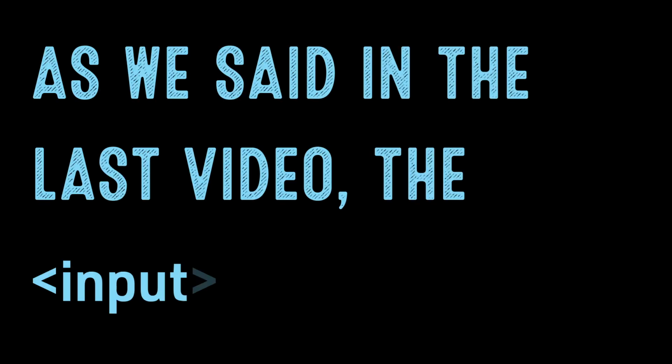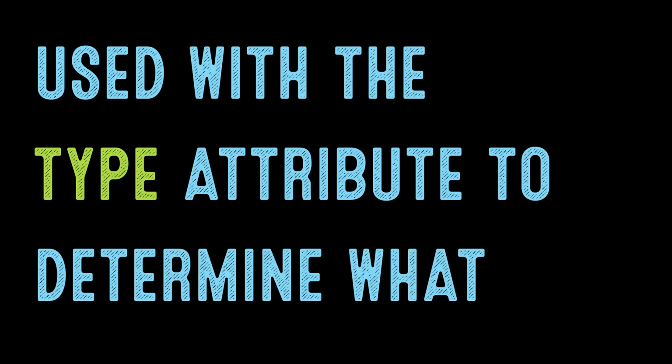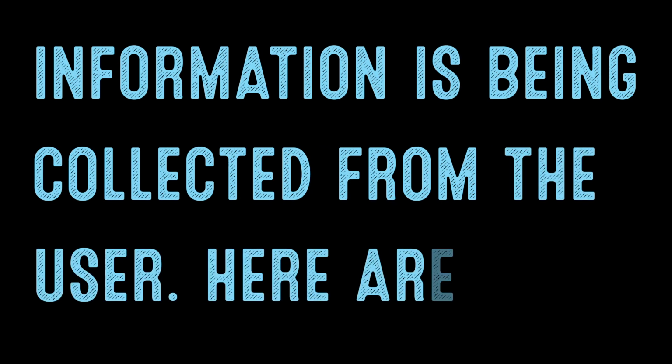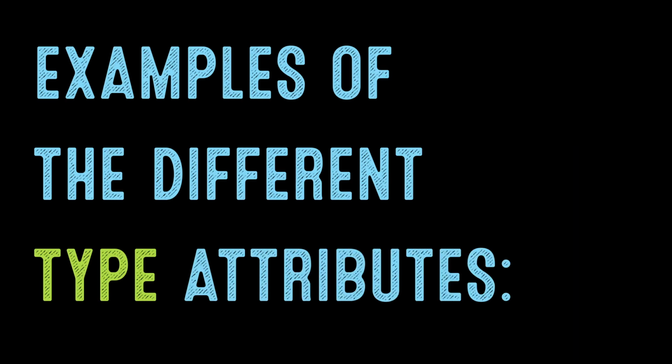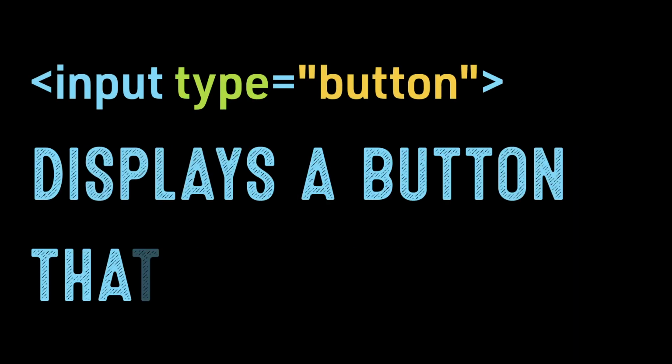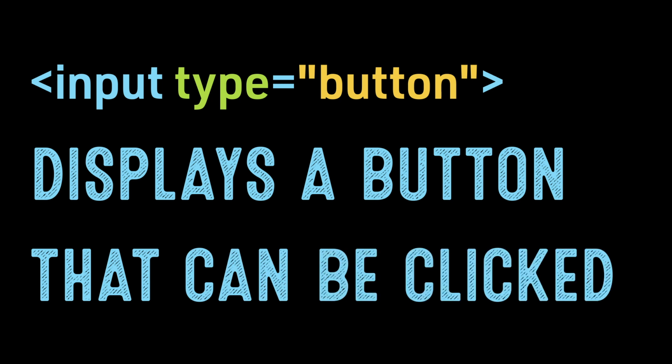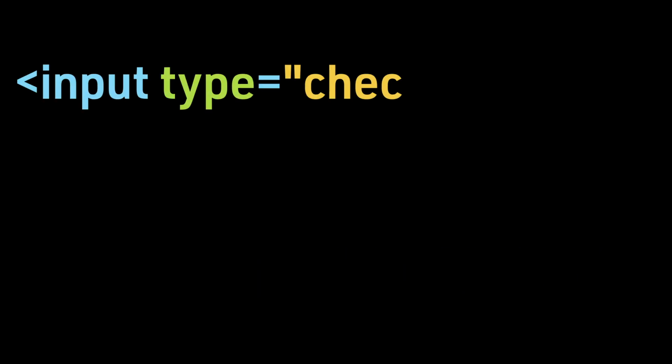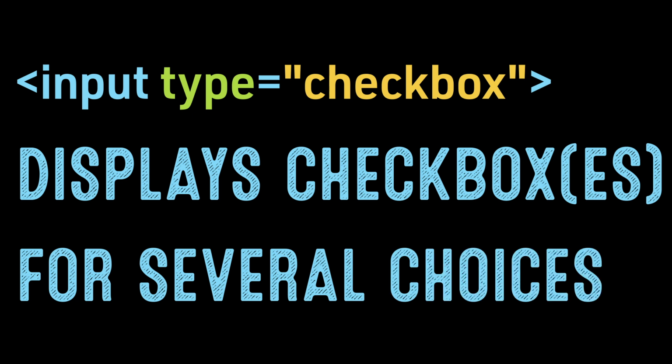The daily code snippet. As we said in the last video, the input element is used with the type attribute to determine what information is being collected from the user. Here are some examples of the different type attributes. Input type button displays a button that can be clicked. Input type checkbox displays a checkbox for several choices.